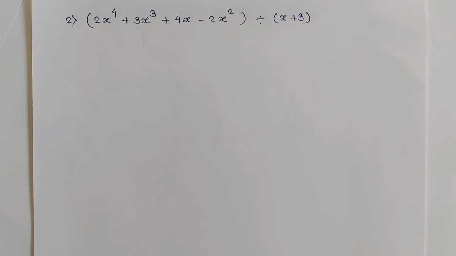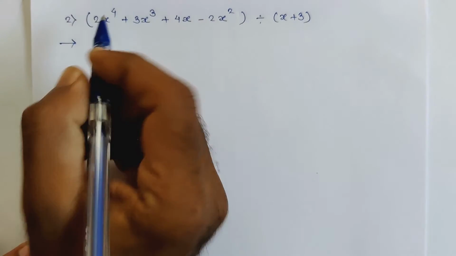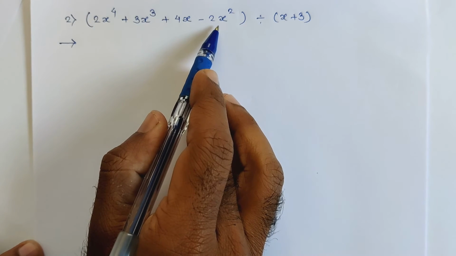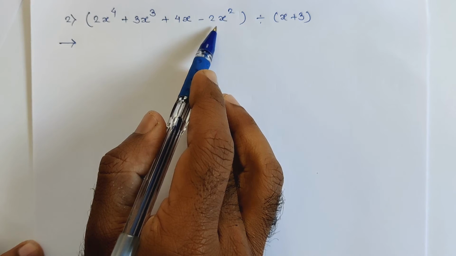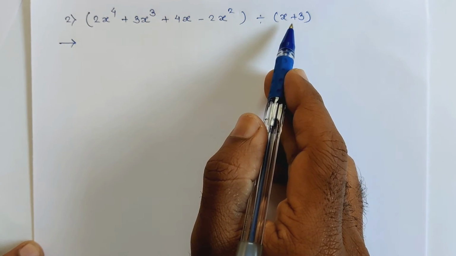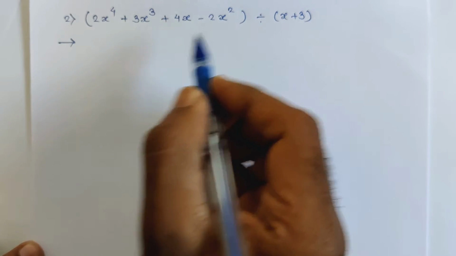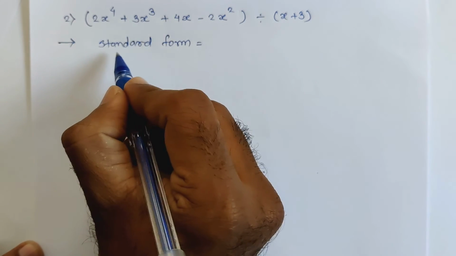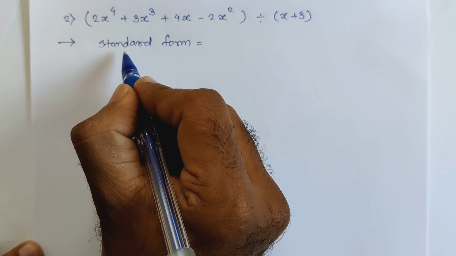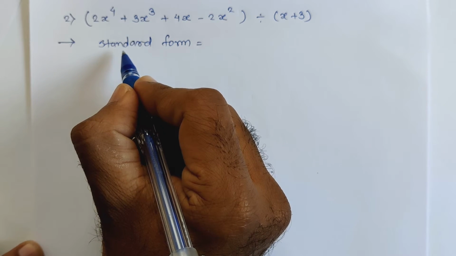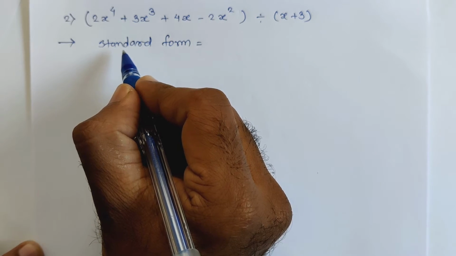We will solve another example of the same type. The polynomial is 2x raised to 4 plus 3x cube plus 4x minus 2x square, and we have to divide this polynomial by x plus 3. First of all, we have to write the given polynomial in standard form. As we know, in standard form we write all the terms in descending order of power of the variable, that is x.